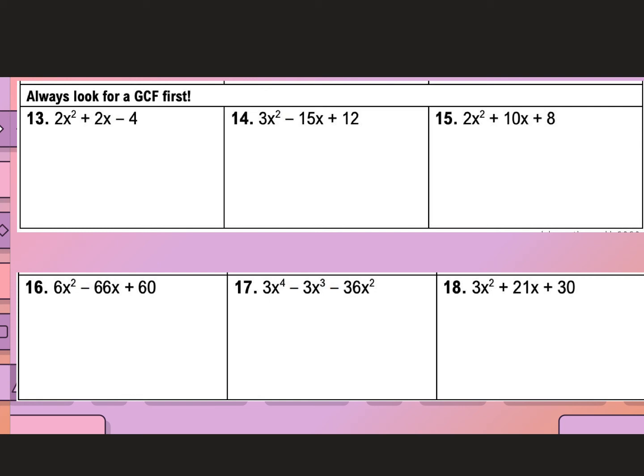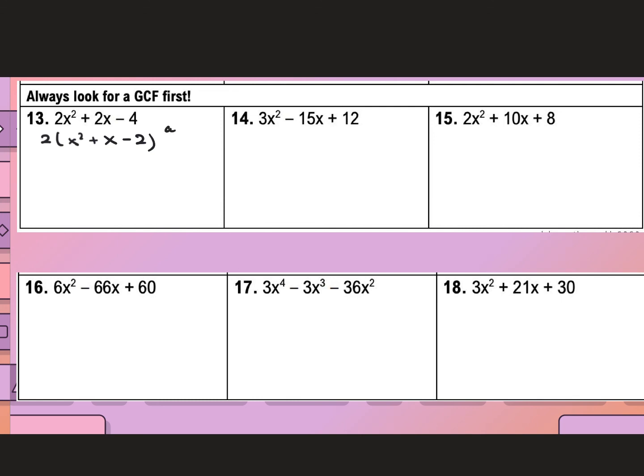we have 2x squared plus 2x minus 4. Here we're working with basic trinomials, so our a equals 1. We can clearly see that our terms have 2, 2, and -4. So what do 2, 2, and -4 have in common? They have 2 in common. So I'm going to factor out a 2, and I'm left with x squared plus x minus 2.